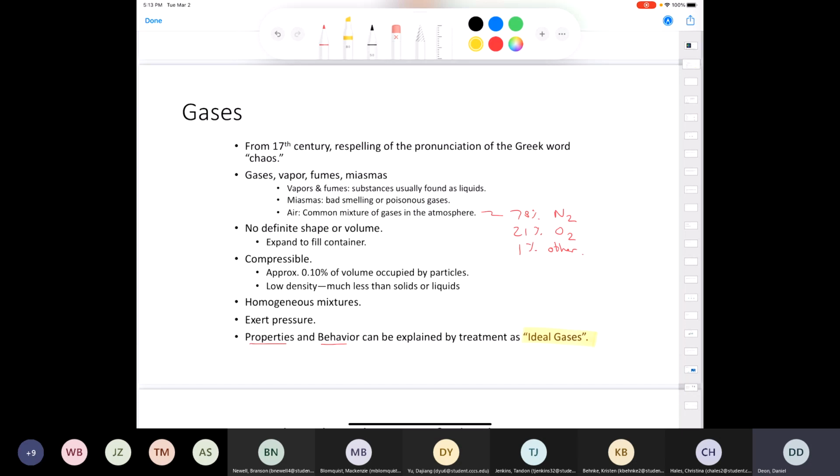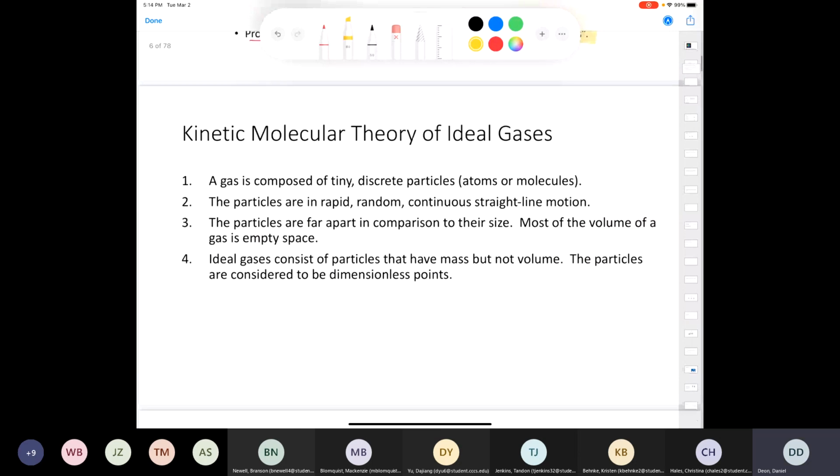Well, technically, theoretically, there's no such thing as an ideal gas, right? It's like an ideal human being. It doesn't exist, okay? We can try our best, but anyhow, so an ideal gas is summarized as such here, using the kinetic molecular theory of ideal gases. Okay, so let's take a look at how we are going to treat gases in this chapter.